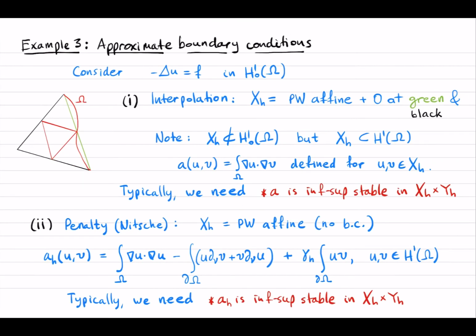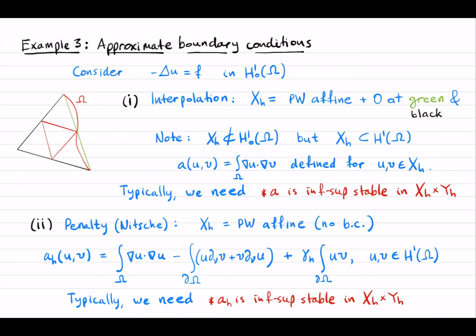The next example is some other ways to deal with curved boundaries. We consider just the Poisson equation with homogeneous Dirichlet boundary condition. The first approach would be a simple interpolation. The omega is this triangle with curved edge. And we want to have, of course, zero boundary condition on this curved edge.